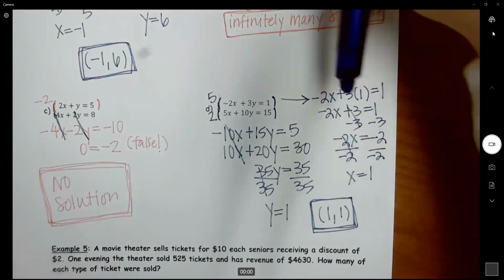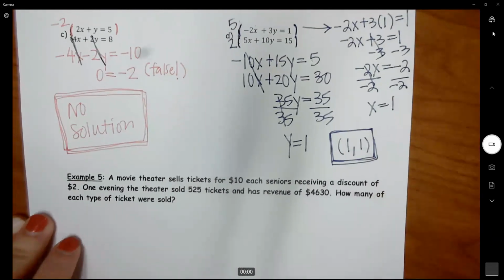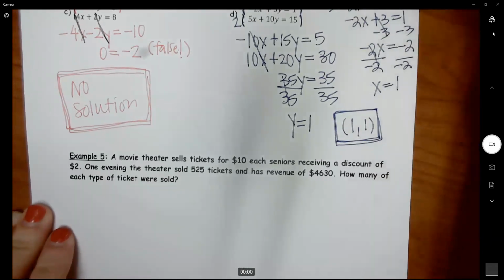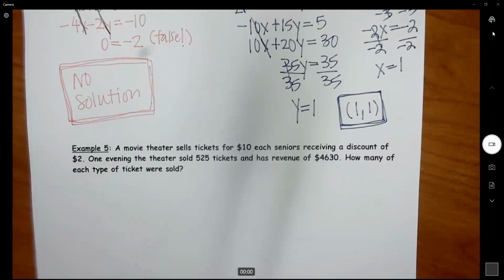So let's now use that method of elimination on an application problem. A movie theater sells tickets for $10, each senior receiving a discount of $2. One evening, the theater sold 525 tickets and had revenue of $4,630. How many of each type of ticket were sold?